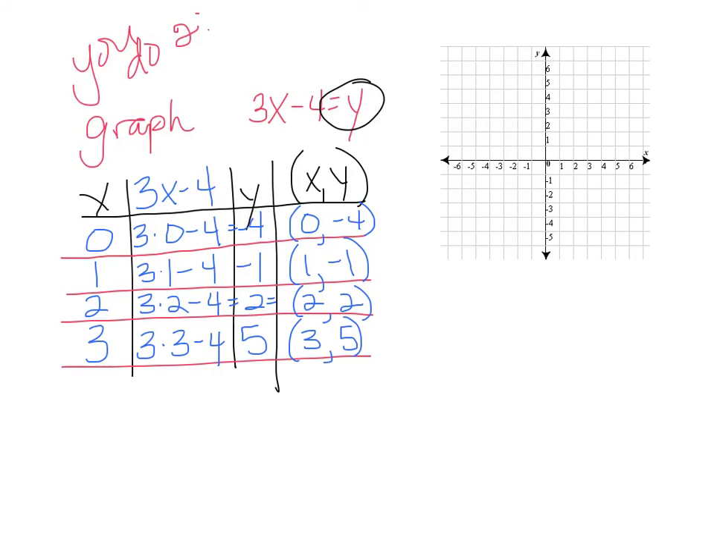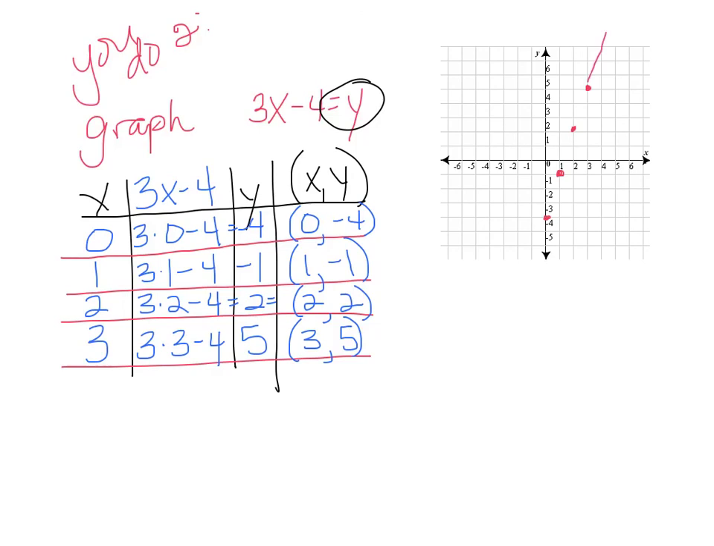Let's see how that graphs. So we're doing 0, negative 4 first. So 0 on the x, negative 4 on the y right there. Next, 1 on the x, negative 1 on the y right there. Okay. 2 on the x, 2 on the y right there. And finally, 3 on the x, 5 on the y right there.